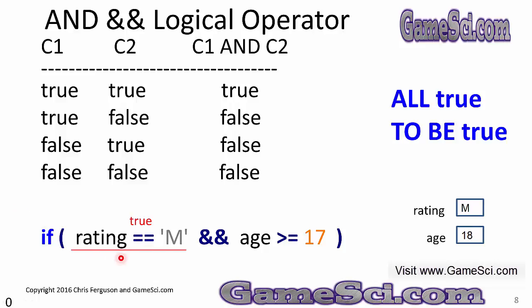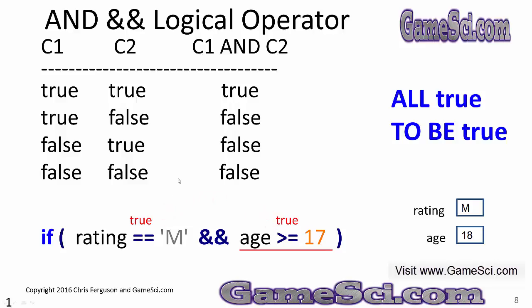You can see I've built a much more complex if statement here by tying together 2 relational operators with an AND. Let's see how it works. Let's put the value of M in the rating variable and the value of 18 in the age variable. When I evaluate rating equal M, the equality operator here says M matches M. This is very much a true statement. Then I'll go over and evaluate the age greater than or equal to 17. Age contains an 18, so this is 18 greater than or equal to 17. That is also a true statement. Turns out both sides of the AND are true.